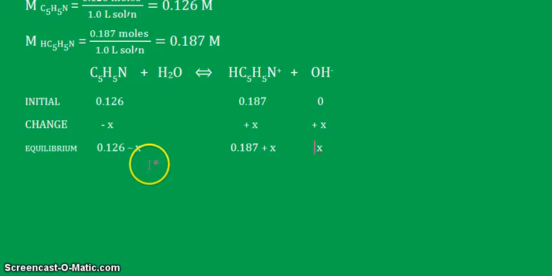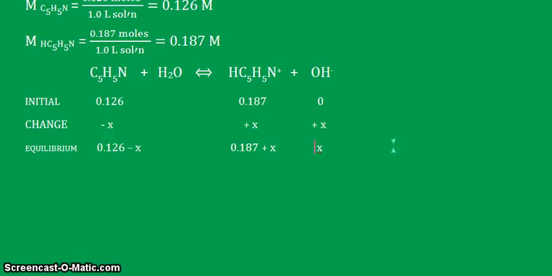So basically, at equilibrium, the concentration of your pyridine will be 0.126 minus the change x, so that's 0.126 minus x. For your conjugate acid, that's 0.187 plus x, which is the change, so that's the additional. Then of course for hydroxide ion, that's simply the x, because 0 plus x is simply your x. So this is an example of your ICE chart, and this is very useful in solving your buffer problems. This is one of the ways of solving your buffer problem, aside from your Henderson-Hasselbalch equation.